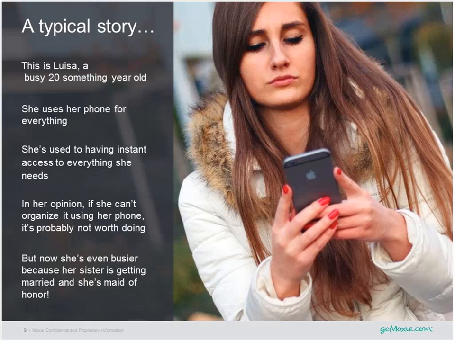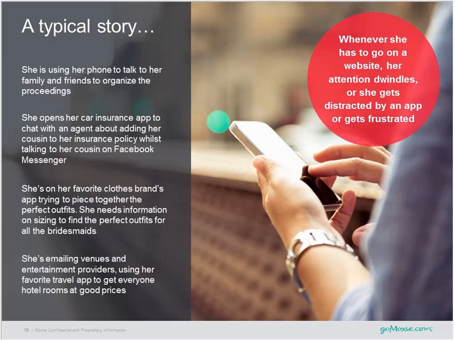So let's look at a typical story to put this into perspective. So this is Louisa. She's a busy 20-something-year-old, and she uses her phone for absolutely everything. She's used to having instant access to absolutely everything she possibly could need, and in her opinion, if she can't organise it using her phone, it's probably not worth doing. But now, she's even busier because her sister's getting married and she's maid of honour. So as you can imagine, she's got lots of organising to do.